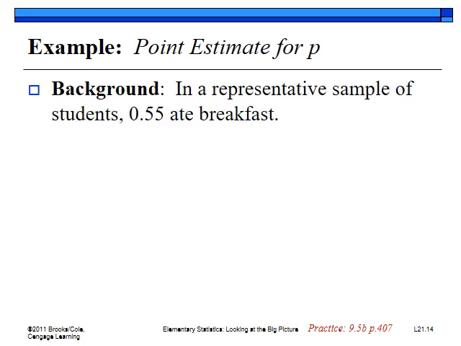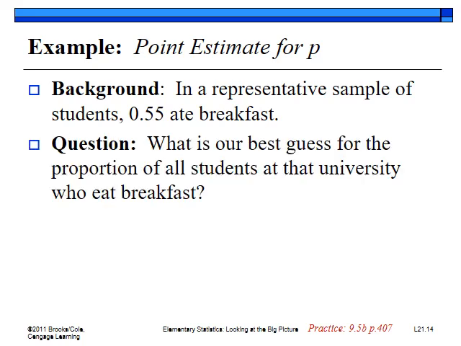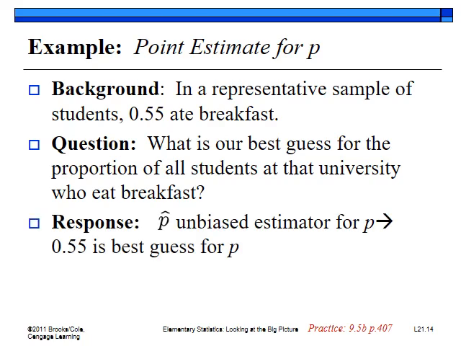So let's look at a point estimate. In a representative sample of students, 55% ate breakfast. What is our best guess for the proportion of all students at that university who eat breakfast? Well, it's the only number we've got. P-hat is an unbiased estimator for P, so 0.55 is our best guess for P.